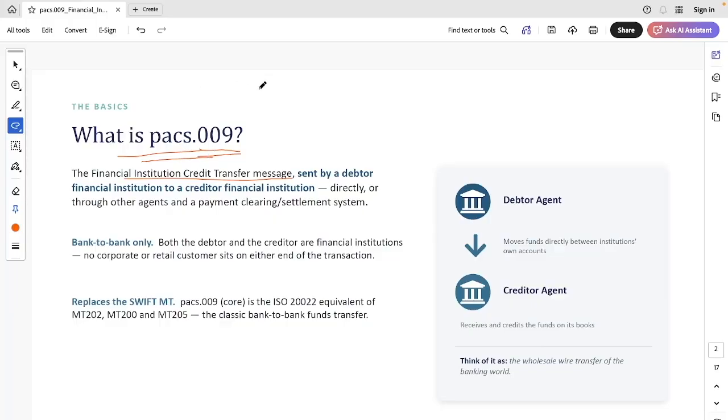In legacy MT messaging, similar bank-to-bank transfers were handled using messages like MT202, MT200, and MT205. In ISO 20022, the equivalent message is pacs.009 core. Think of pacs.009 as the wholesale wire transfer of the banking world. Customer payments are like retail traffic, and pacs.009 is like institutional or wholesale traffic between the banks.